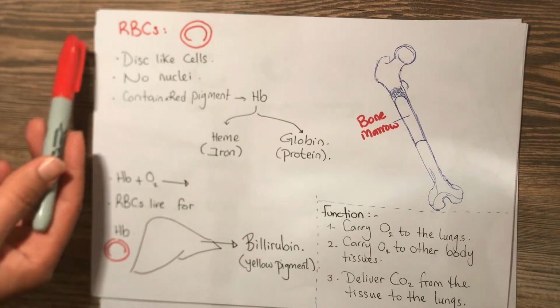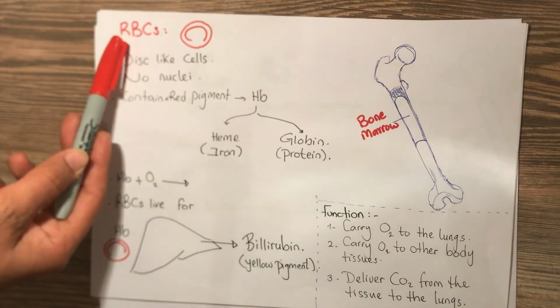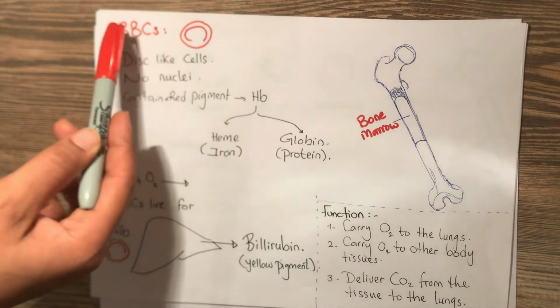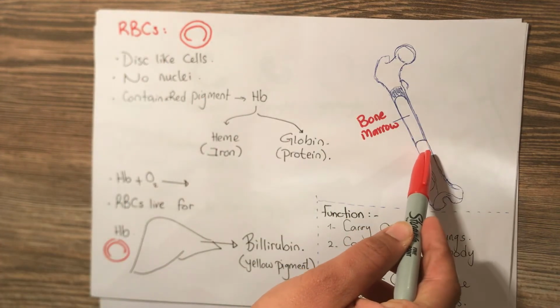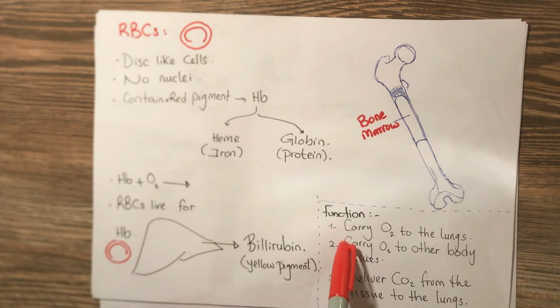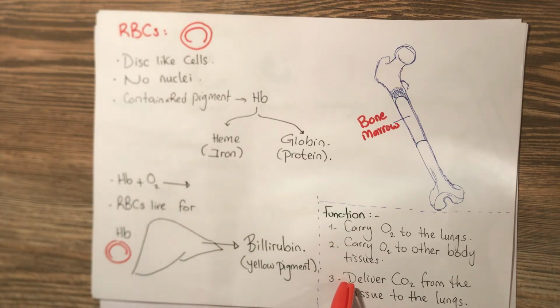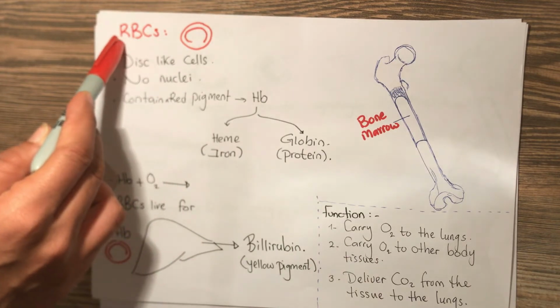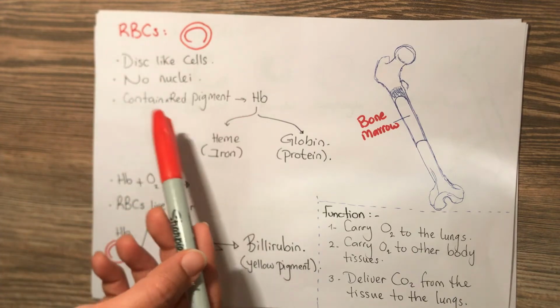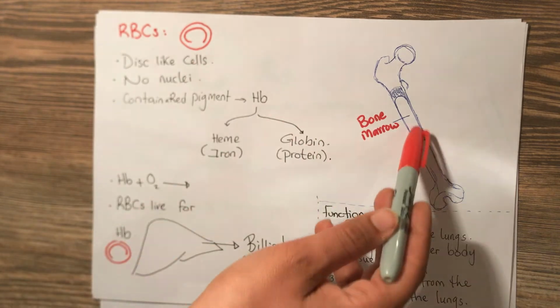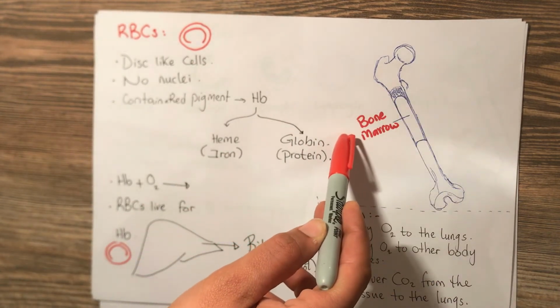Let's start now with the RBCs. RBCs are red blood cells. We'll talk about the site of formation, how they look, and what the function of RBCs is, and this goes for everything else. As we mentioned before, all blood cells are formed in the bone marrow. RBCs are one of those cells, so they're also formed in the bone marrow.